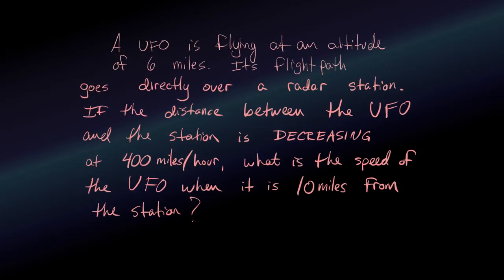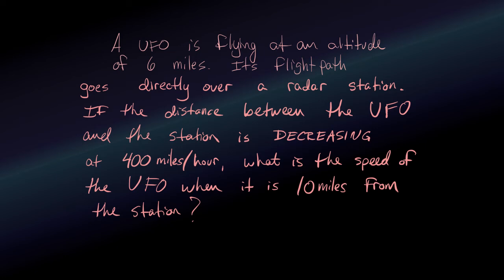All right, secondly, a UFO is flying at an altitude of 6 miles. Its flight path goes directly over a radar station. If the distance between the UFO and the radar station is decreasing at 400 miles per hour, what's the speed of the UFO when it's 10 miles from the station?